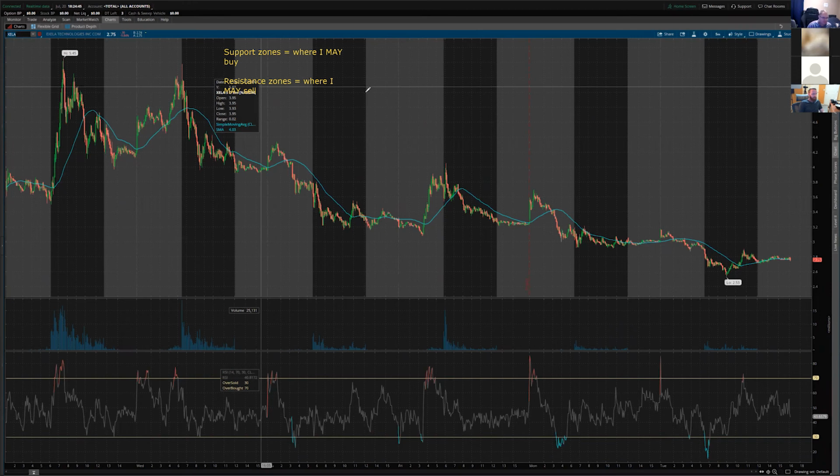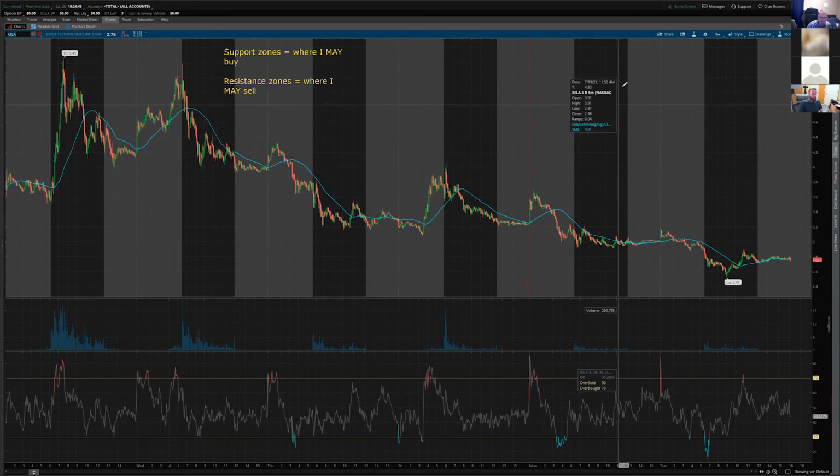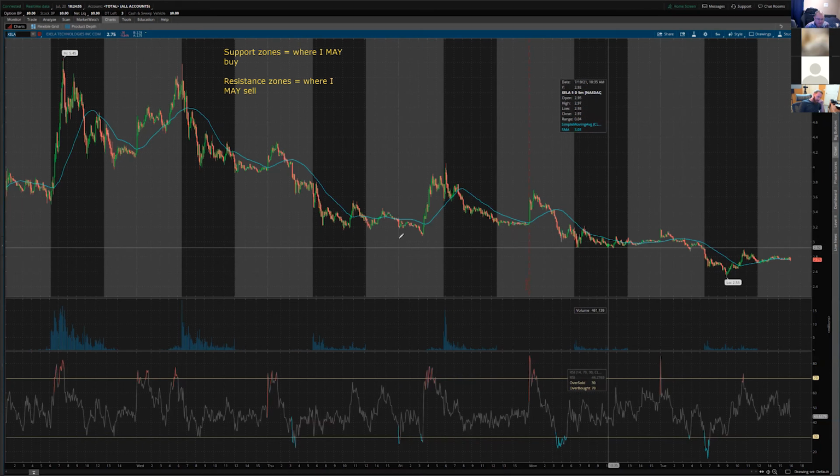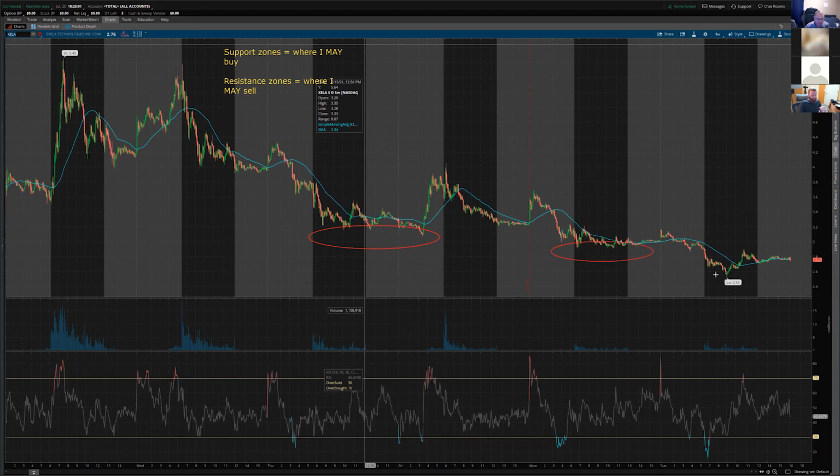Okay, so I'm going to change. This is a 5-minute. Again, this is a 5-minute. So let's take a look at some zones. I can see multiple zones there. Now, if you look at this zone, these trends, notice how they're going lower. That's where you may want to reevaluate.